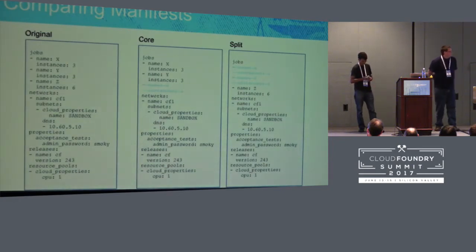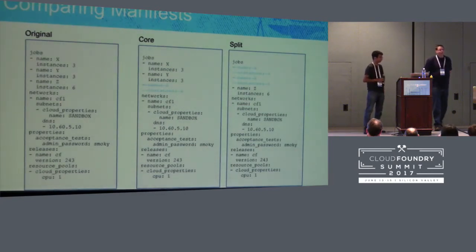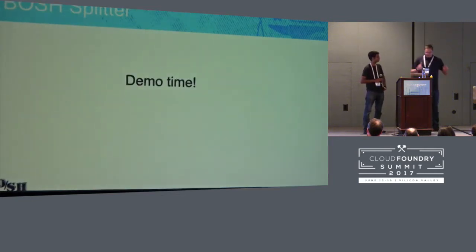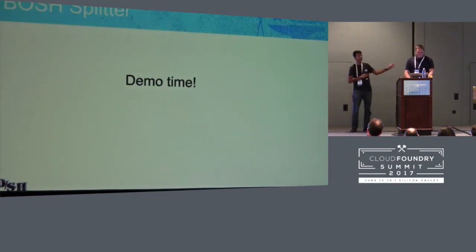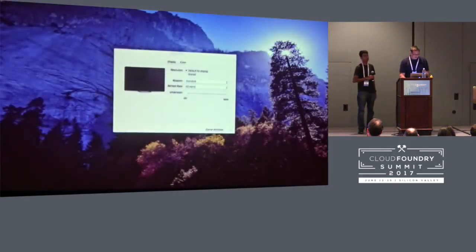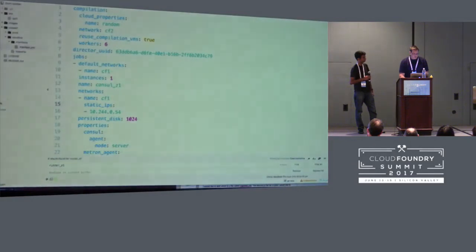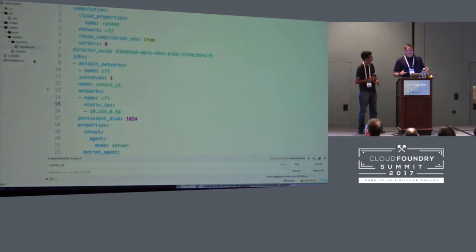The important thing to see here is that the properties, the networks, the resource pools, et cetera, are all the same amongst all three of them. We're not trying to reinvent how BOSH is going to deploy any of this. So, demo time. And one point to add is if you do this in BOSH 2.0, that manifest would look much smaller, obviously. There's only one copy of that. So, before I actually start showing the individual pieces of the demo, I want to let you know that what we're using here is the templating inside of CF release at version 260.